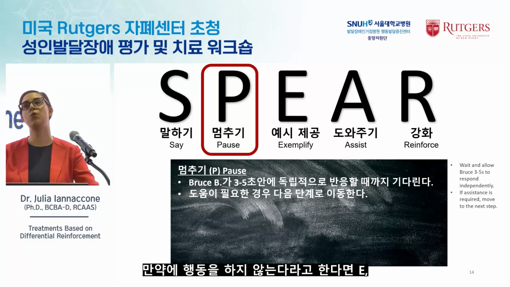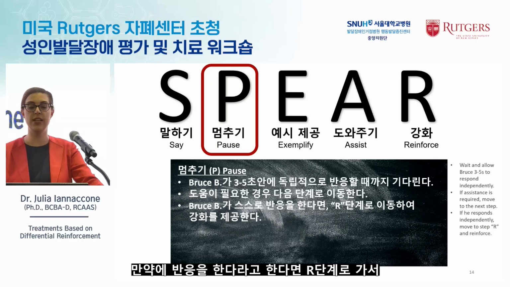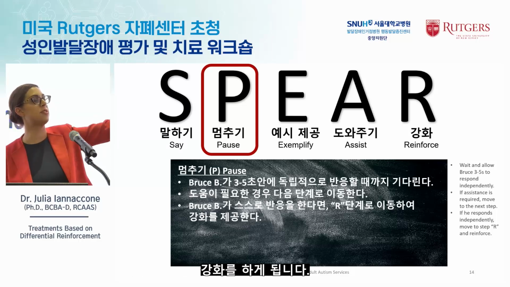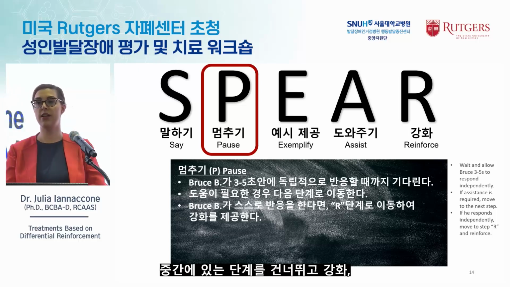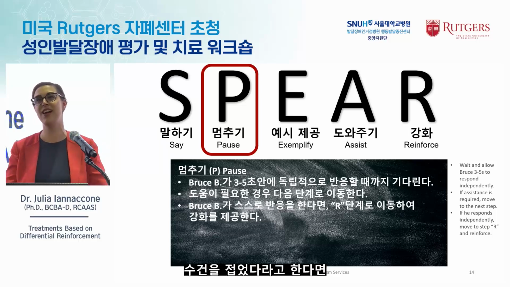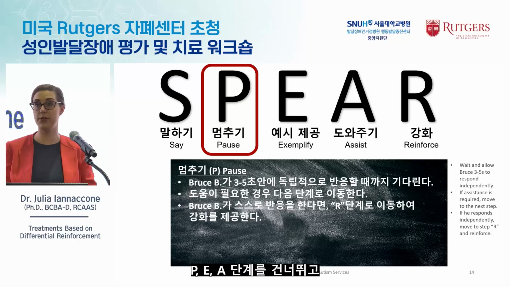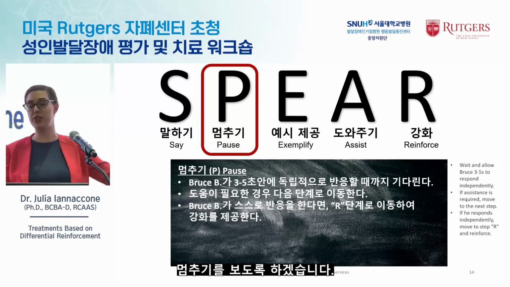So if assistance is required, we move on to the next step. If they do respond immediately, then we go all the way to reinforce. So if at any point, say from the instruction to R, they do it, great, you can skip everything else in the middle, just go straight to reinforce. So if you say fold the towel and they do, cool, folding the towel. You don't need to do P, E, or A. Just skip right to reinforce.